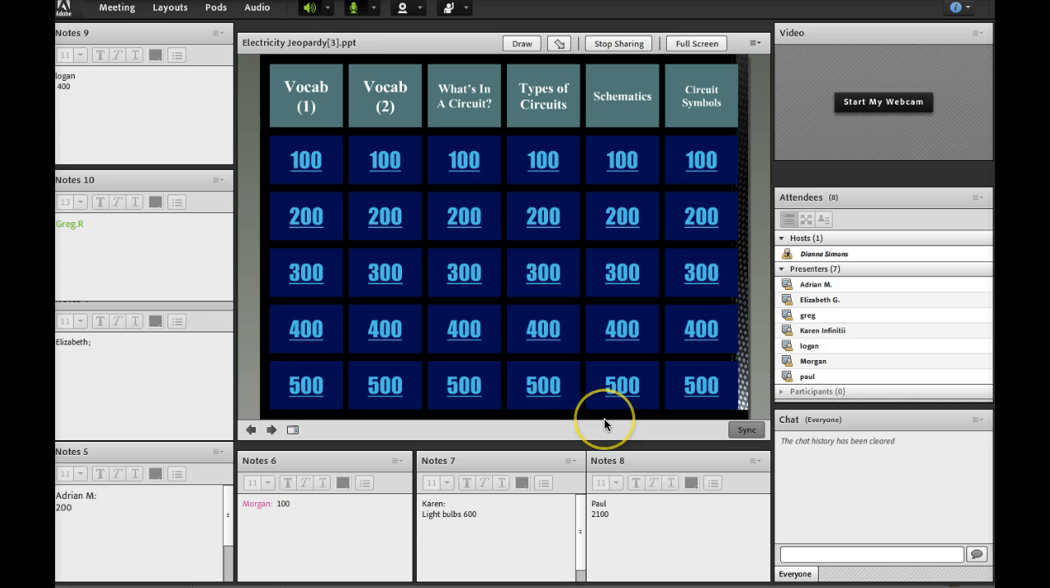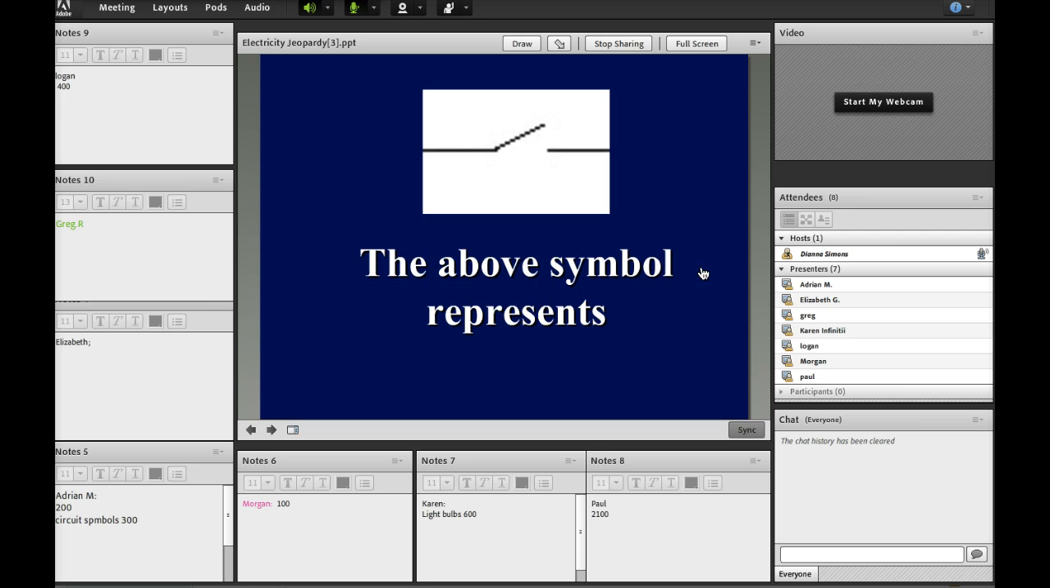Relax. I've already won. Adrian, what do you want? Circuit symbols for how much? 300. Okay, so what does this represent? We just talked about it.